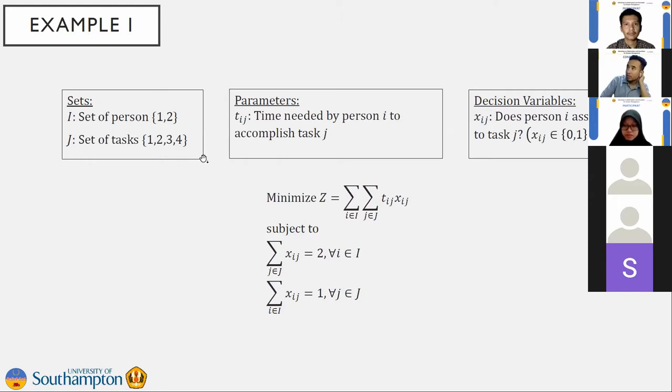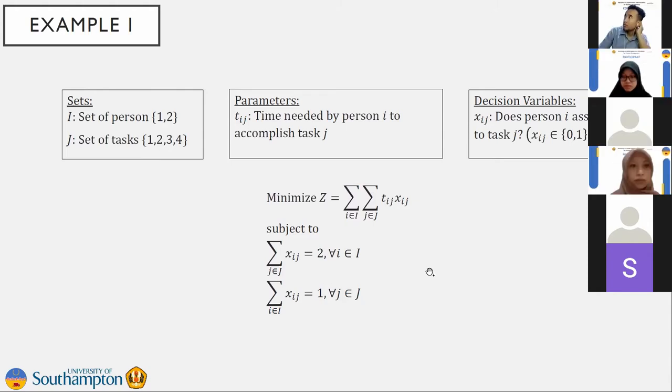So for all J, for all the set of tasks, any part of the task, such a particular task should be conducted by one person. So if we put it in a mathematical model, this is the formula. So this is an example for the introduction.